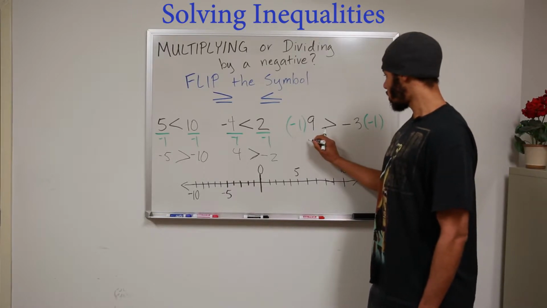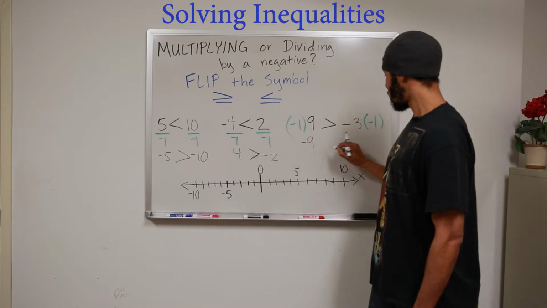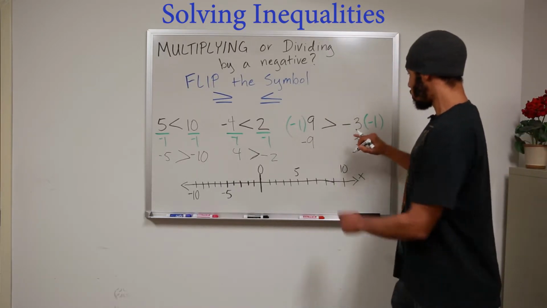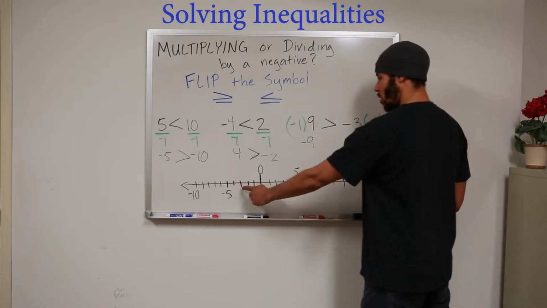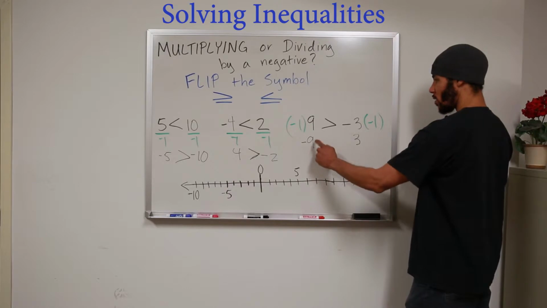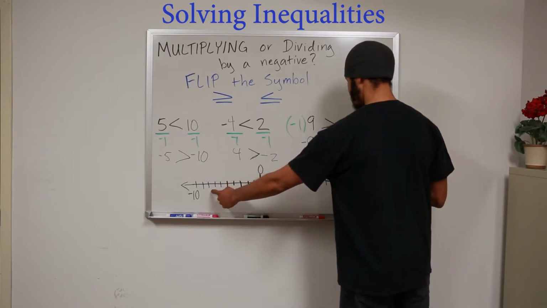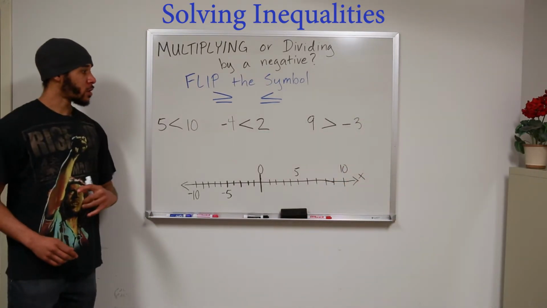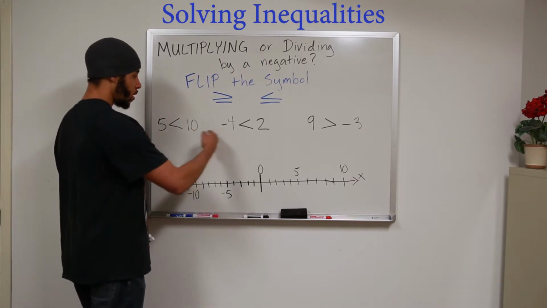+9 times -1 is now -9. -3 times -1 is now +3. So here, 9 is a much bigger number, much greater value than -3 over here. However, now we have -9, which is going to have to be less than +3. We have the same setup here, but when we get ready to use variables, we're actually going to be changing the values of what coefficients we have.